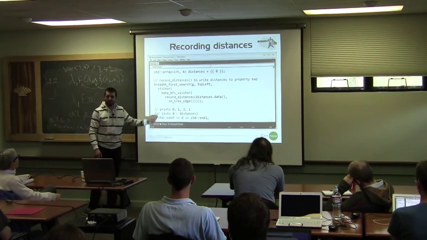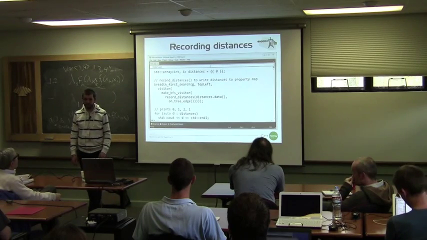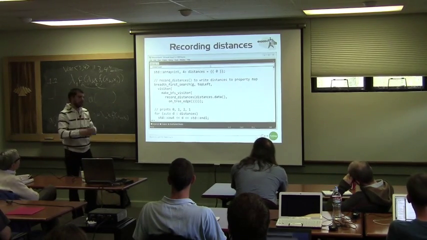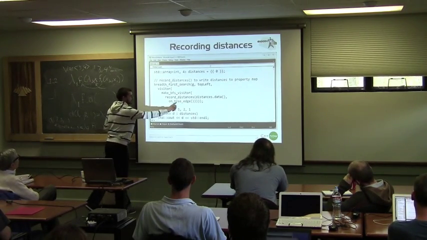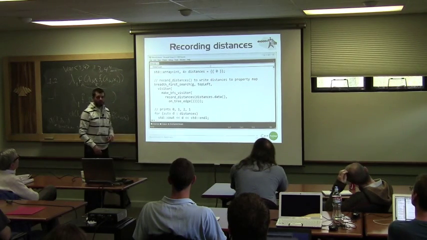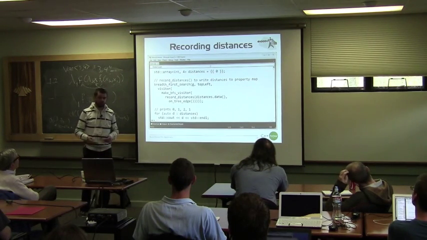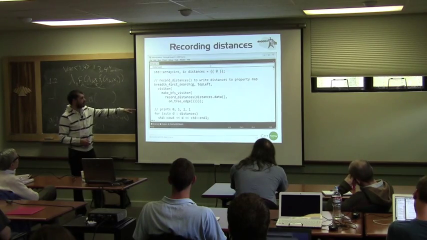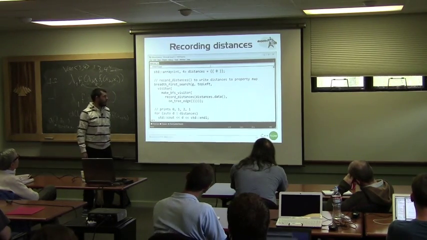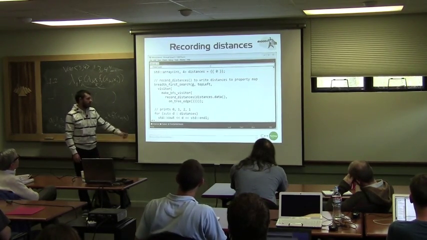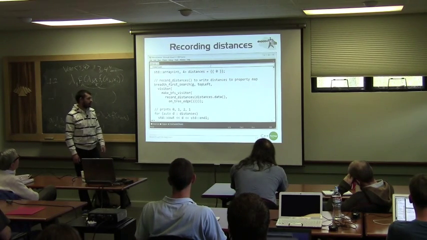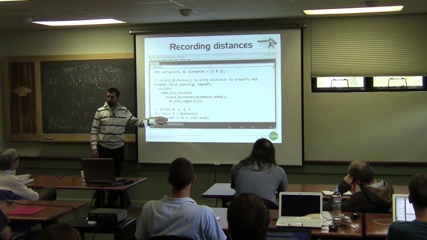When you look up the record distances visitor, it clearly says in the documentation what you should set here so that this visitor actually works correctly. And again, what I get in the end is just a couple of values. So I can iterate here over my array when I run this code and print them to the screen.